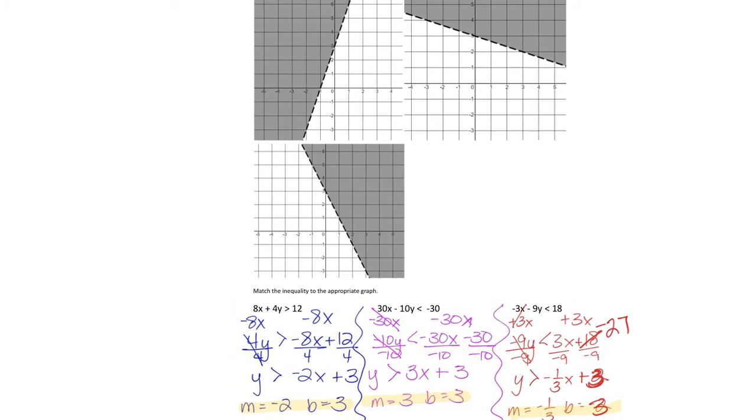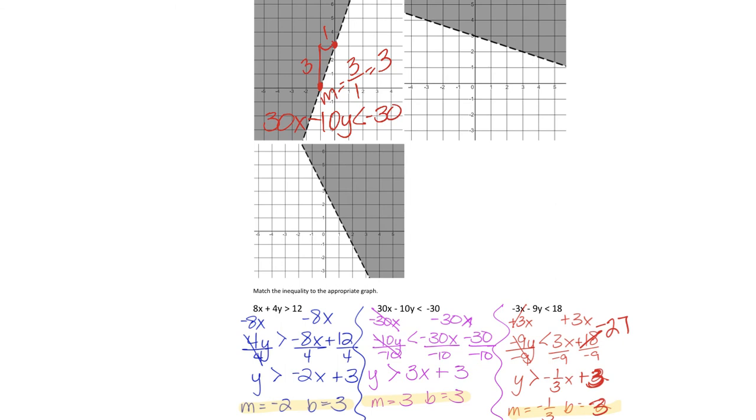So now let's match. All my y-intercepts are at 3. Okay, we all have greater than. So let's check our slope. I'm going to pick 2 perfect points here, and I'm going to find our slope. It looks like we have a rise of 3 and a run of 1. So it would be 3 over 1 or 3 for our slope. So it looks like we're at this equation here. This would be 30x minus 10y is less than -30.